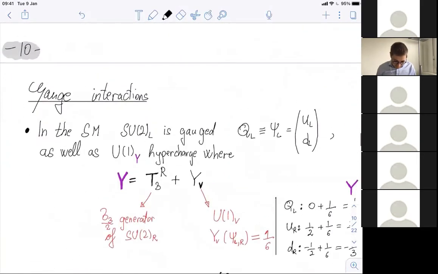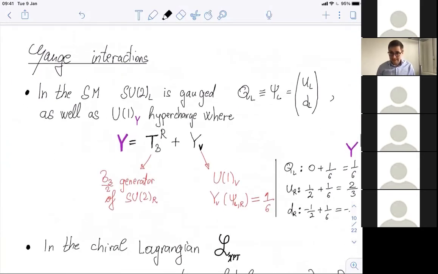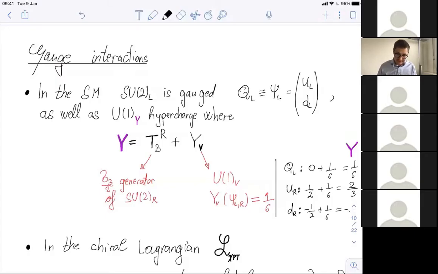Okay, so at this point I will stop. So I discussed the explicit breaking due to quark masses. Now I'll discuss the gauge interactions, the explicit breaking due to the gauge interactions.